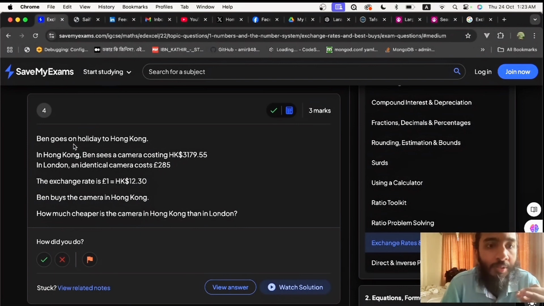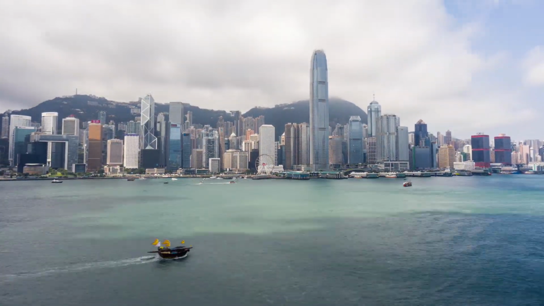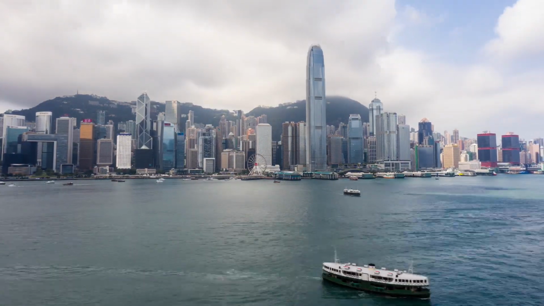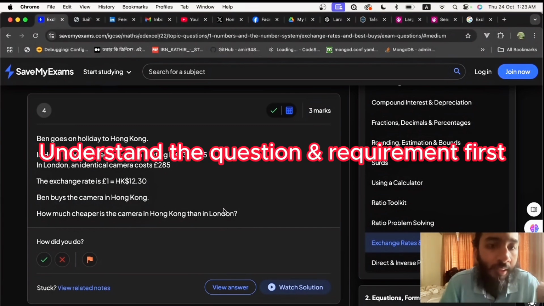Ben goes on a holiday to Hong Kong. In Hong Kong, Ben sees a camera costing 3,179.55 Hong Kong dollars. In London, an identical camera costs 285 pounds. The exchange rate is 1 pound equals 12.30 Hong Kong dollars. Ben buys the camera in Hong Kong. How much cheaper is the camera in Hong Kong than in London?